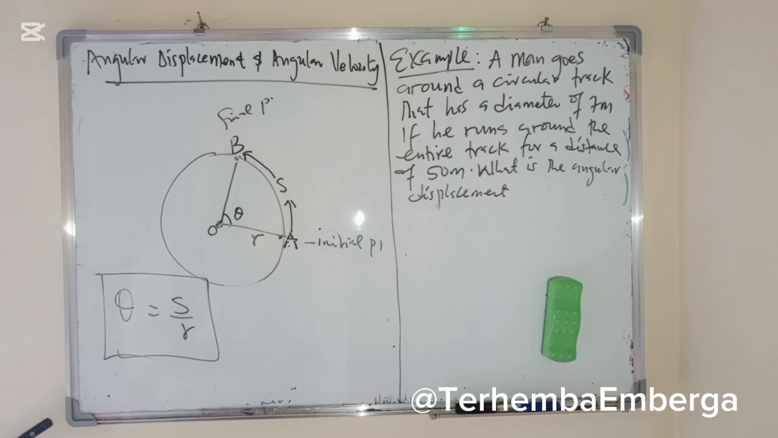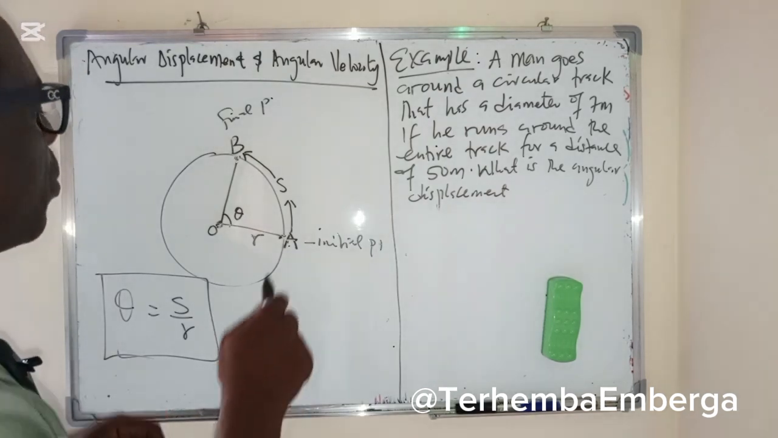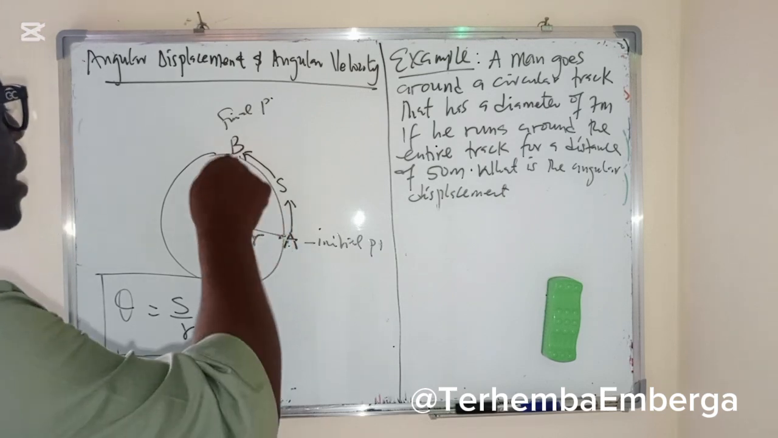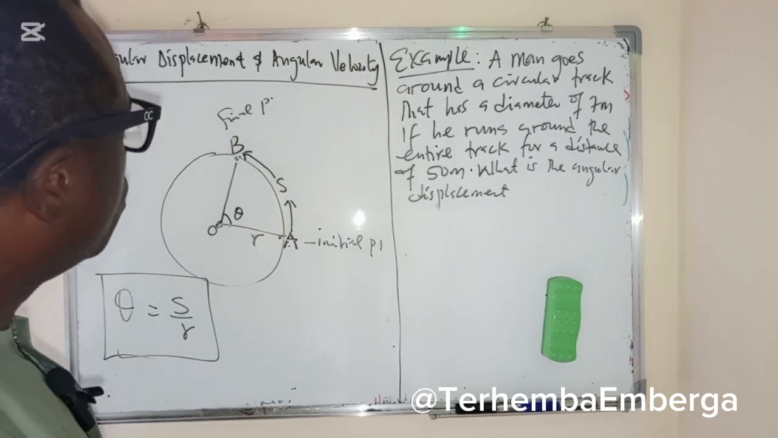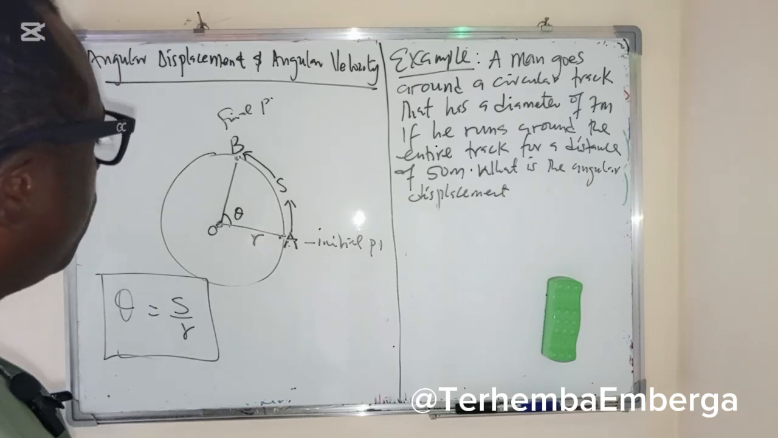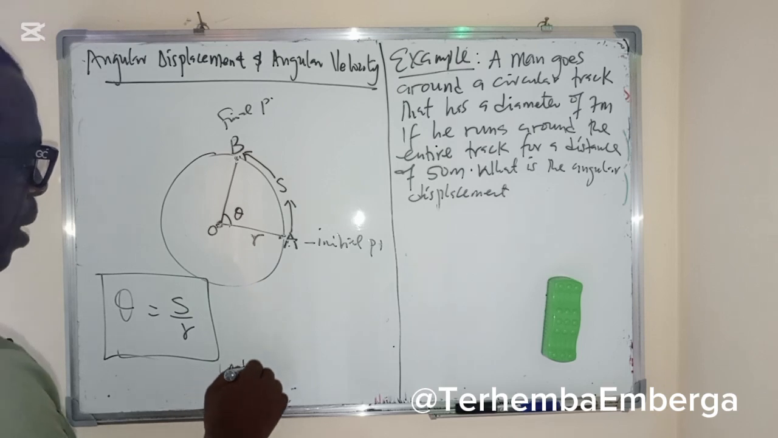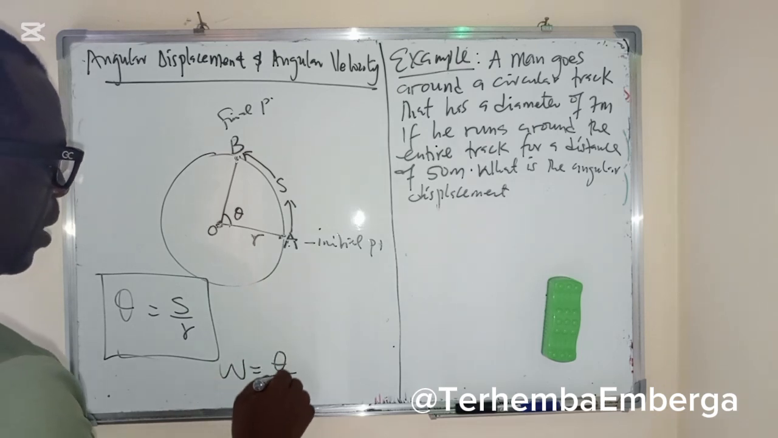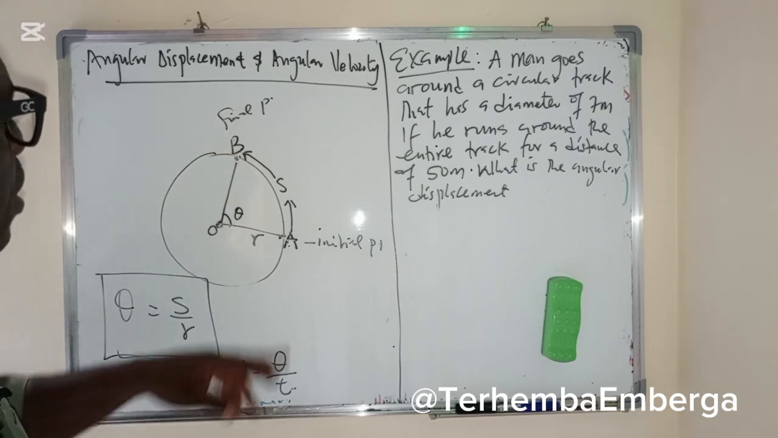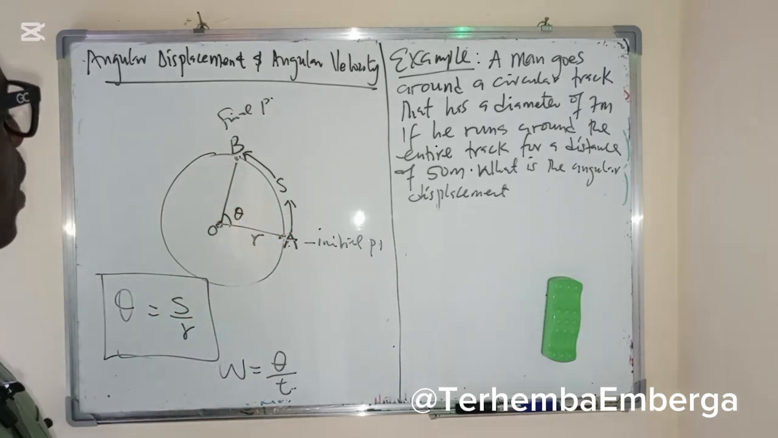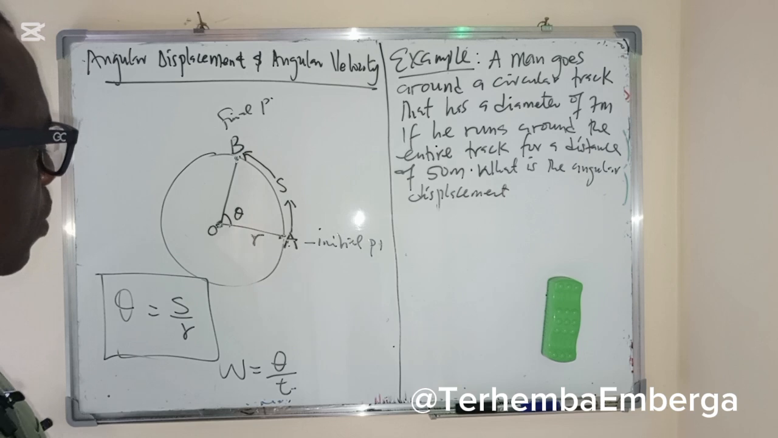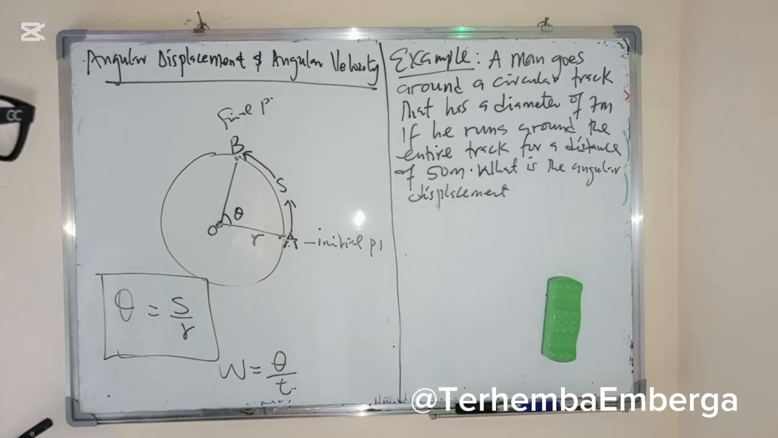Angular velocity is the rate at which an object rotates about an axis. The rate at which an object rotates about an axis is what we call angular velocity. I will define angular velocity omega as theta all over t, because the rate of this movement involves time. The rate at which an object moves or rotates about an axis.